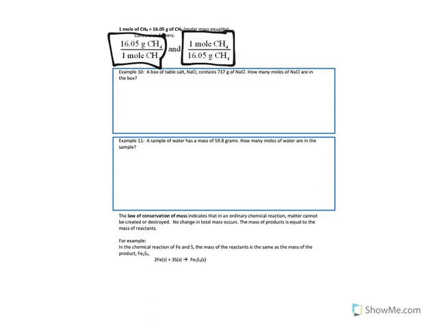Let's try some more examples. A box of table salt, sodium chloride, NaCl, contains 737 grams of sodium chloride. How many moles are in the box? Well, let's take a look. We have a starting amount of 737 grams of NaCl. We need to know how many grams are in 1 mole of NaCl. If we take a look at our periodic table, we see that sodium contains 22.990 grams in 1 mole.